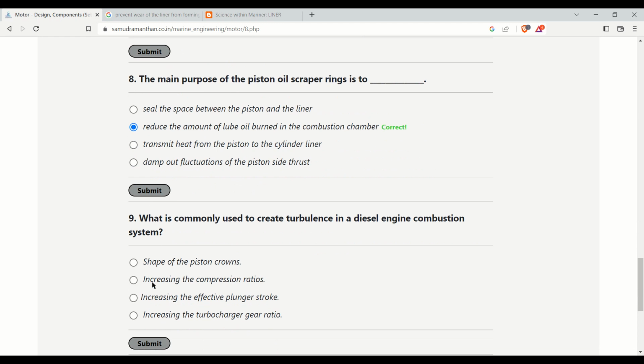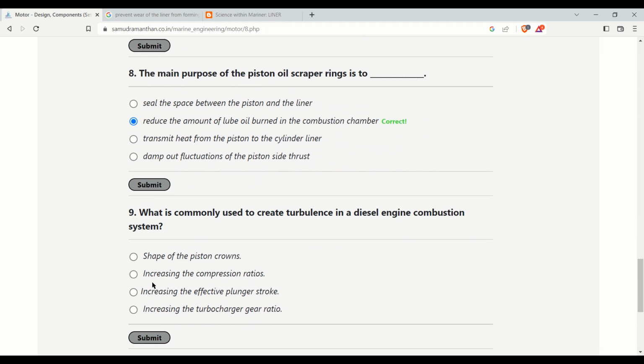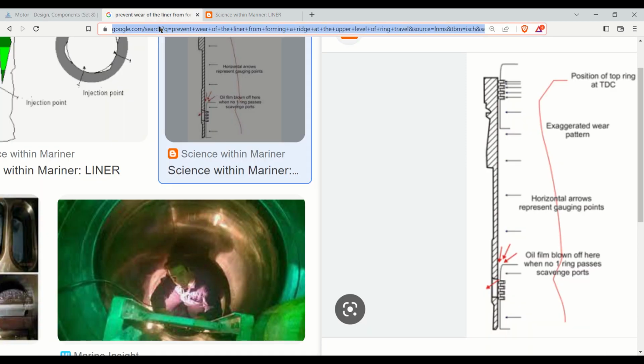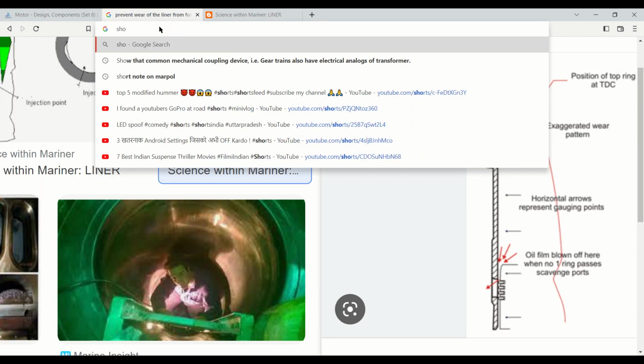What is commonly used to create turbulence in a diesel engine combustion system? And the options are shape of the piston crown, increasing the compression ratio, increasing the effective plunger stroke, increasing the turbocharger gear ratio. And the correct option should be shape of the piston crown. Let's have a look of the shape of the piston crown.